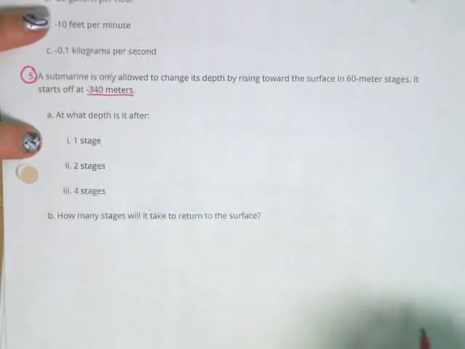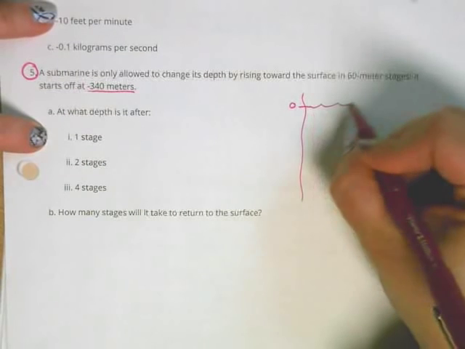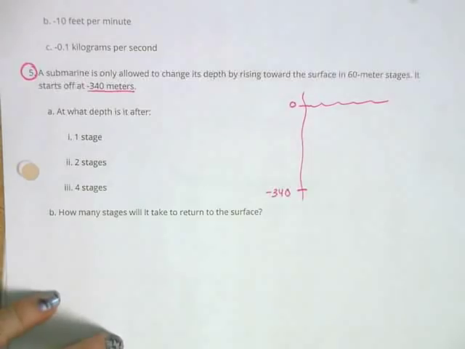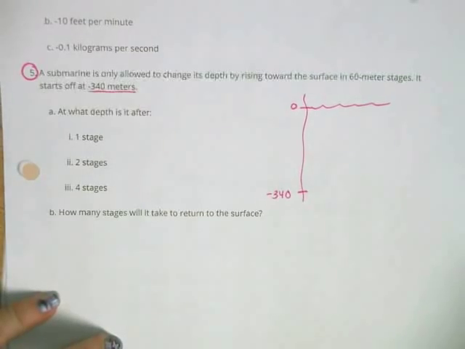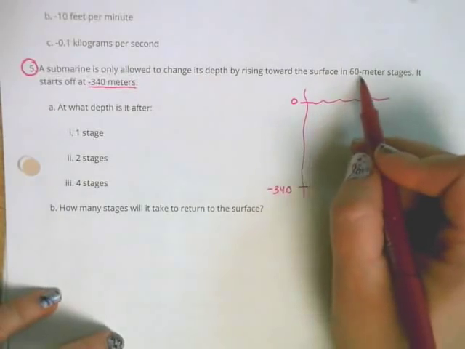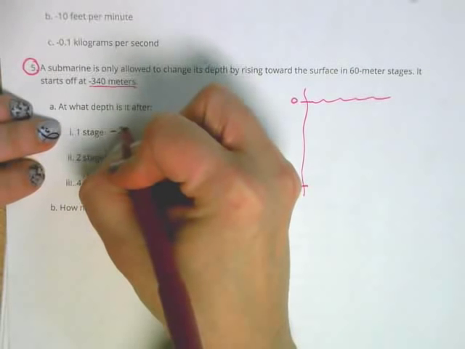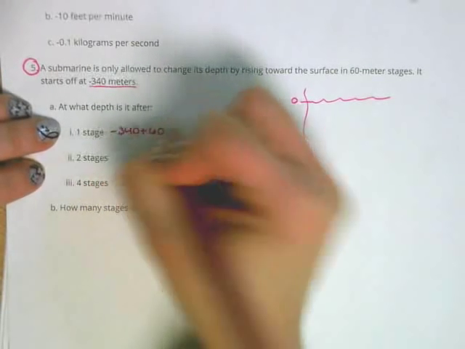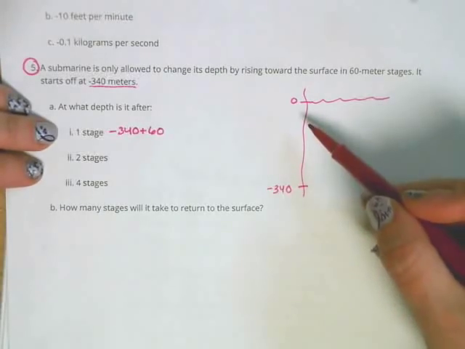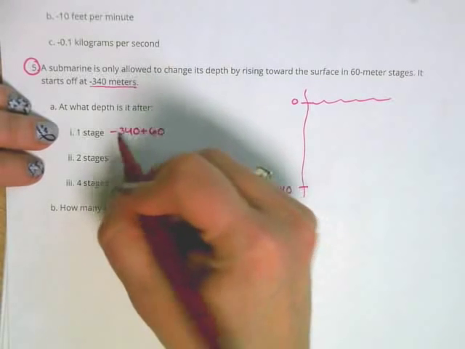So if I kind of drew a picture, here's 0, that's where we're trying to get to, the surface. It's starting at negative 340, and I'm kind of guessing where that is down there. So at what depth is it after one stage? After it rises 60 meters, aren't we just doing negative 340 plus 60 more? Is it still going to be in the negatives? Yeah, absolutely, because we're still below 0. We're still below ocean level or water level. So how much more below? Well, we know it's negative.